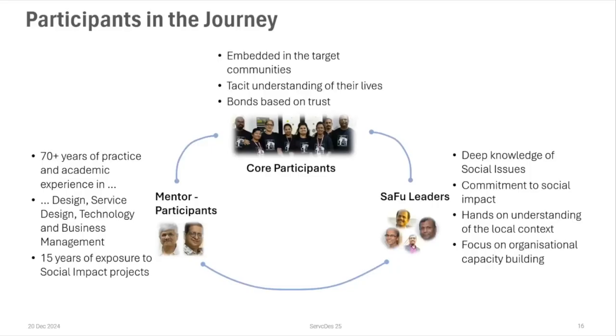So design, service design, technology, business management, and so on. And together we have worked with several social organizations for the last 15 years. So we have a good chemistry.